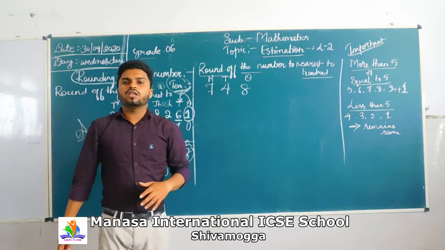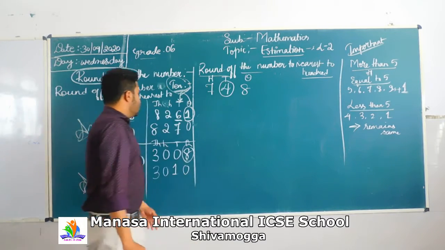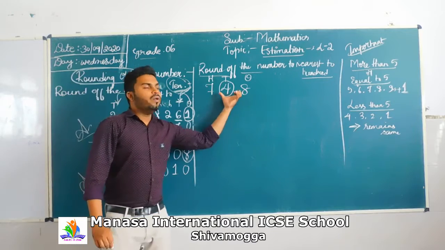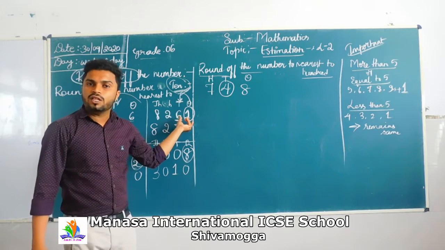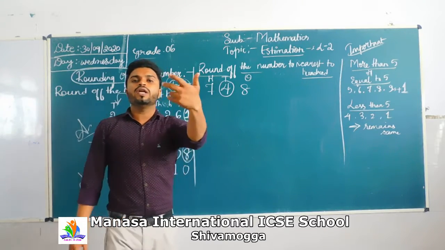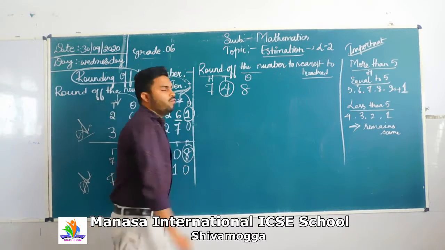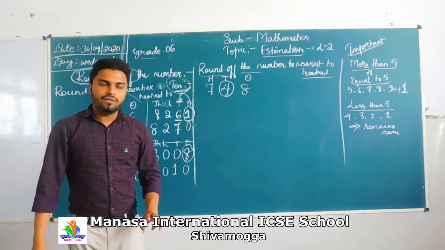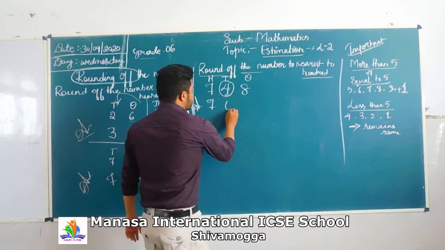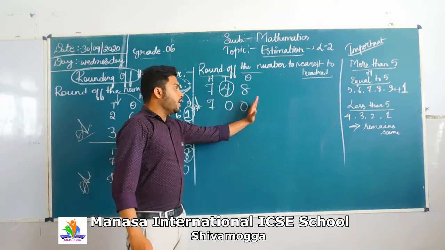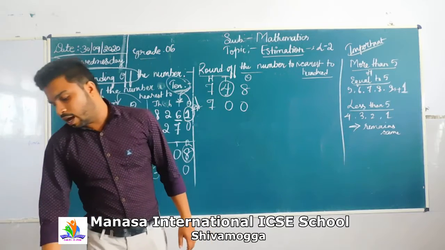Now, looking for the nearest 100, you are going to look at the number in the tens place. Earlier it was the ones place, now it is the tens place. Please, students, for tens you look at the number in the ones place. For 100, you look at the number in the tens place. See, what do you have? 4. It is less than 5, hence it would be as it is, and this becomes what? 0, 0. I have told you, the right hand side numbers become 0, 0. The left hand side stays as it is.